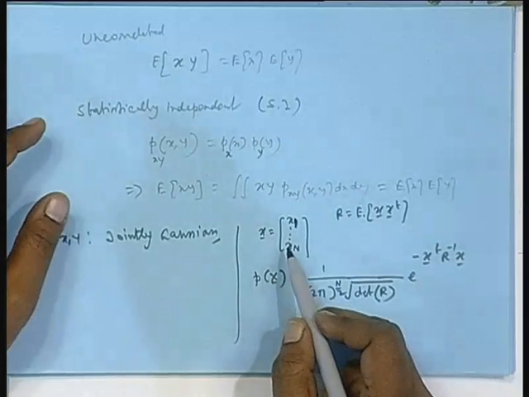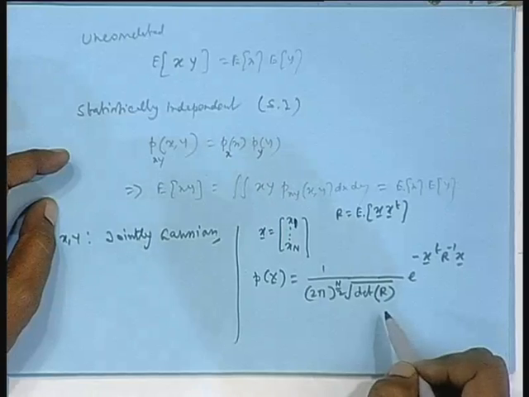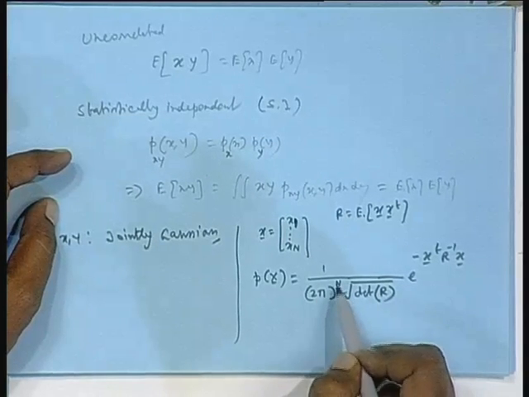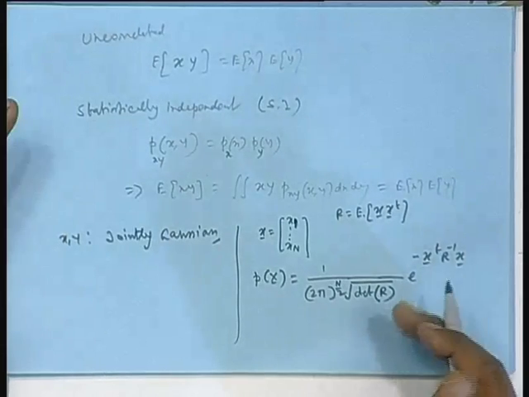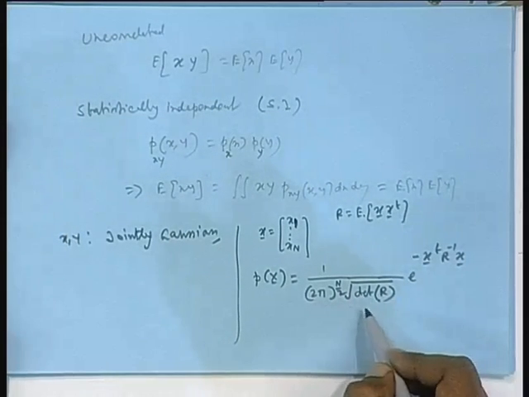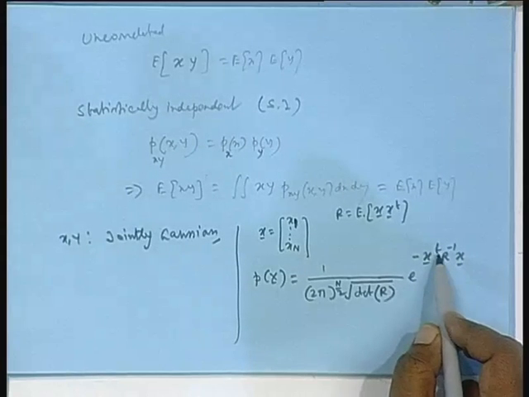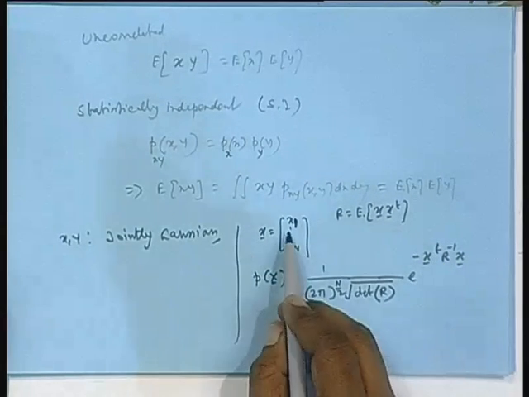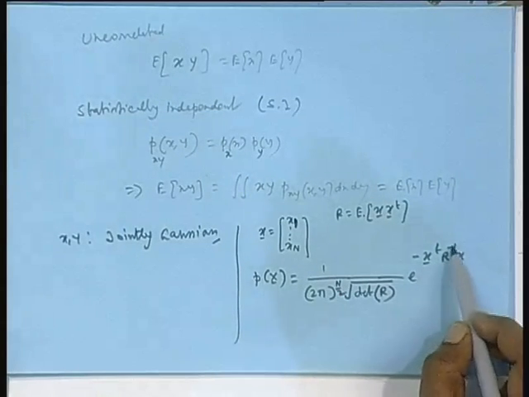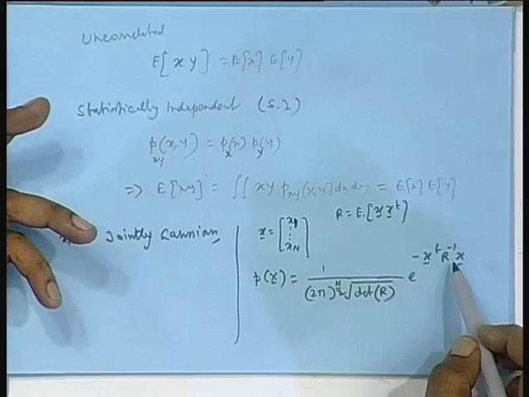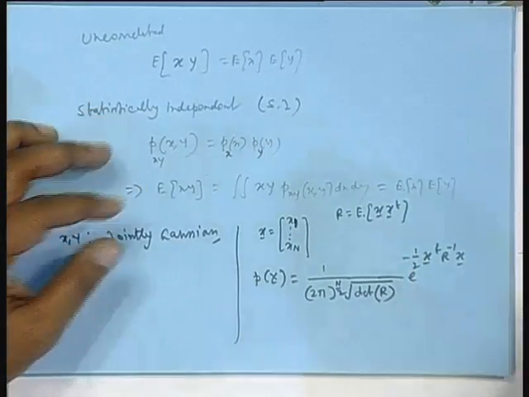In fact, you can now verify, if it is only one variable, then what happens? Then 2 pi to the power 1 by 2, 1 by root 2 pi, determinant of R, where R is simply the variance of the single variable, square root gives sigma. So 1 by root 2 pi sigma, e to the power minus x transpose, only one element x1, so x1 square by R, which is only a scalar sigma square, and there will be a 2 here, 1 by 2.